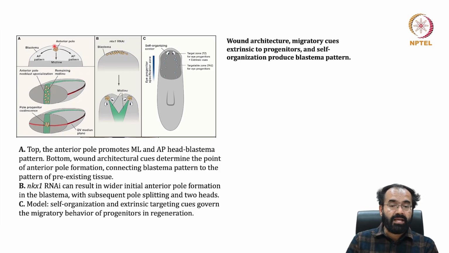So this cone, the anterior pole, is decided by this induction that is occurring here, and of course it is connected with the gene expression, and then an anterior-posterior pattern is established. So in the top, what you can see is the anterior pole that promotes ML and AP, mediolateral and anterior-posterior, head blastema pattern. Bottom, wound architecture cues determine the point of anterior pole formation, connecting blastema pattern to the pattern of the pre-existing tissue. It has to gel well. It's just like making a tunnel. You may have seen many people make a tunnel through a mountain. They start from one end and the other end.